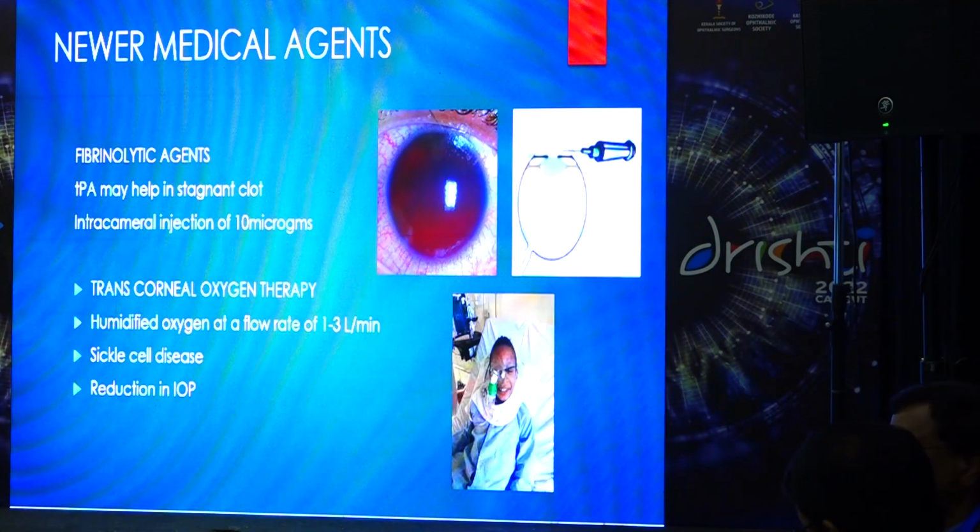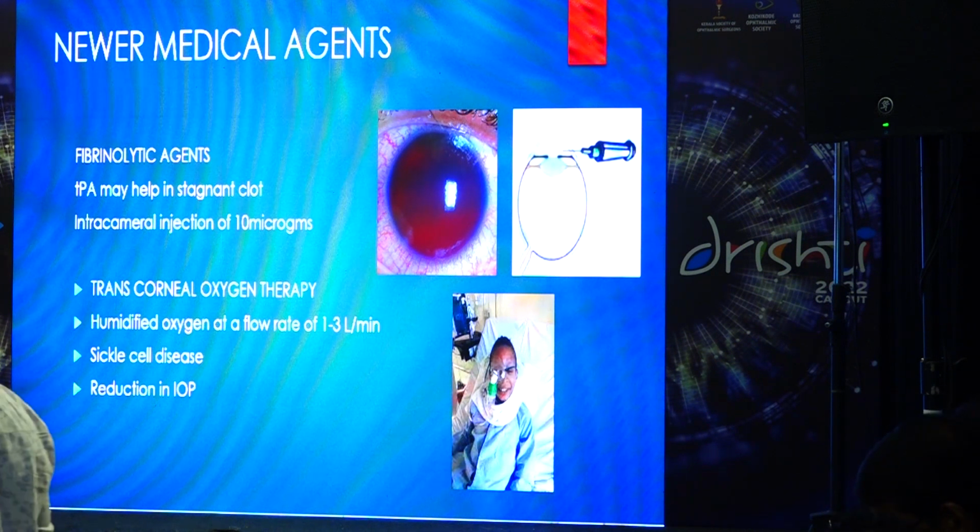The newer medical agents include fibrinolytic agents, that is, recombinant tissue plasminogen activator, which is helpful in stagnant clots. 10 micrograms given as an intracameral injection is found to resolve the hyphema in 24 to 48 hours. Then transcorneal oxygen therapy is useful especially in patients with sickle cell disease. Humidified oxygen given at a flow rate of 1 to 3 liters per minute is found to reduce the IOP rapidly in patients with sickle cell hyphema.